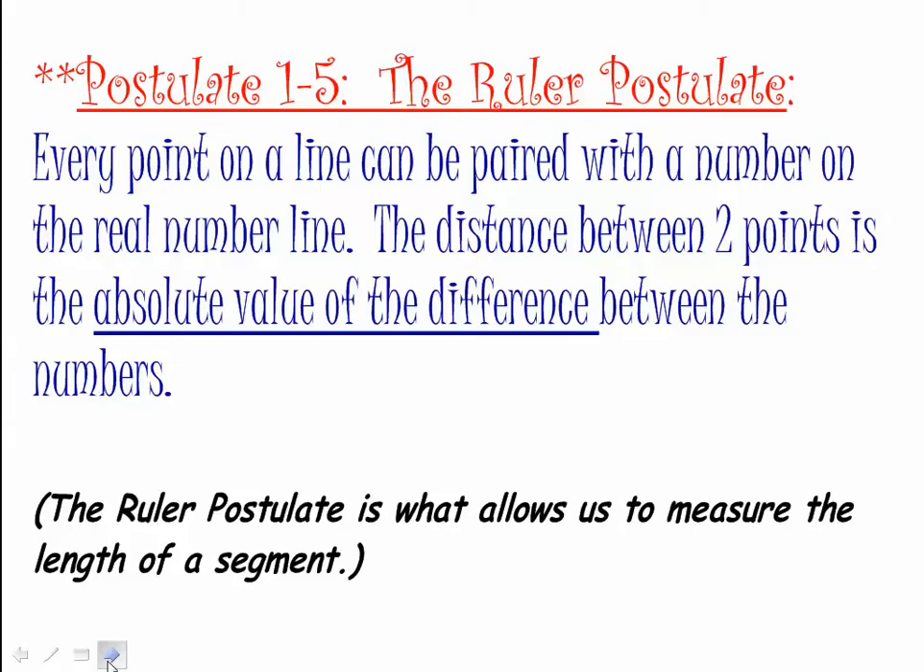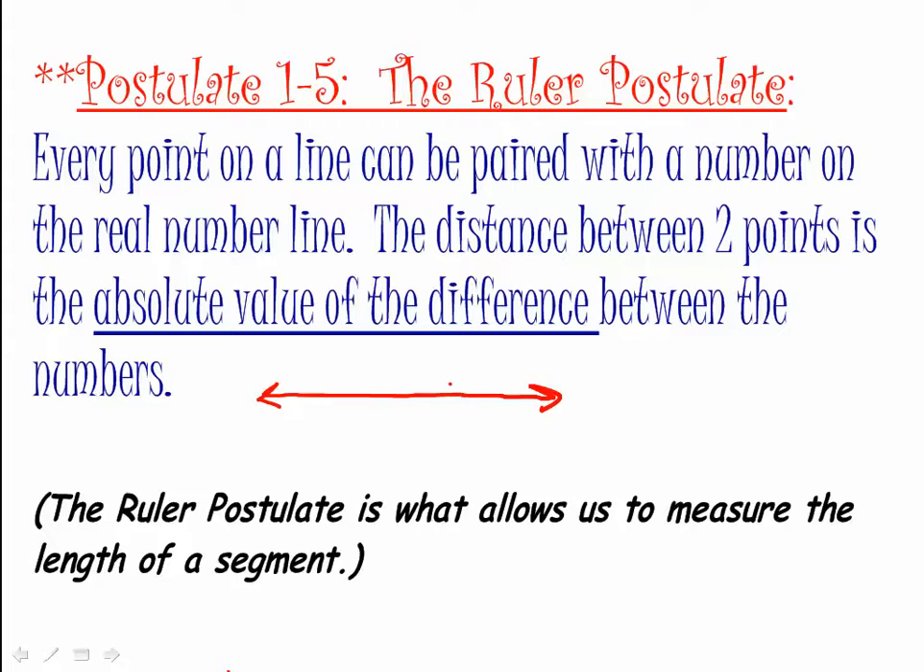We're going to start with postulate 1.5, the ruler postulate. It says every point on a line can be paired with a number on the real number line. The distance between 2 points is the absolute value of the difference between the numbers. Basically, it's just saying if you had a line, that for each point on this line, you could give it a number just as if you were lining it up against the number line.